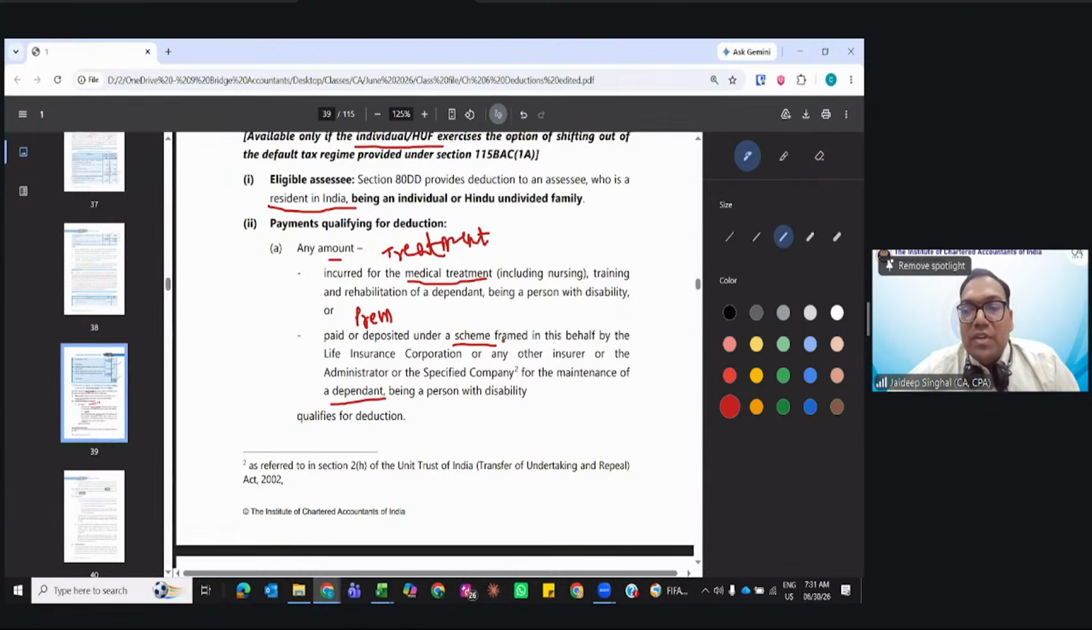If you pay any premium for a scheme in this behalf by the Life Insurance Corporation or other insurer or the administrator or the specified company for the maintenance of a dependent being a person with disability, if you have taken an insurance policy for the maintenance of a dependent who is disabled, then the treatment expense or the premium expense will qualify for deduction. Clear?